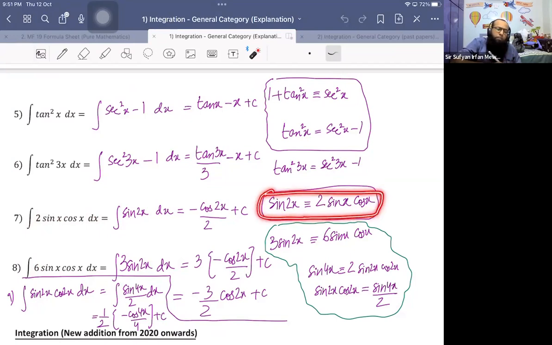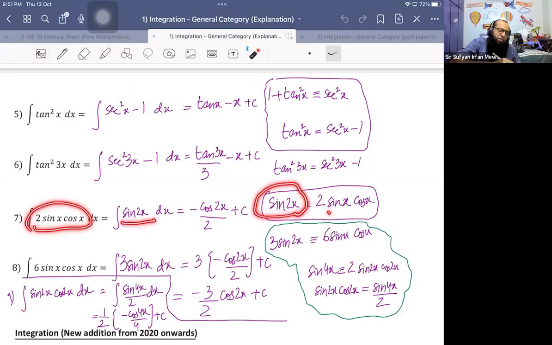So we know the original double angle formula: sin 2x is identical to 2 sin x cos x. So if we have to integrate 2 sin x cos x, we will write sin 2x in place of that, and the integration of sin 2x will be negative cos 2x divided by 2 plus c.